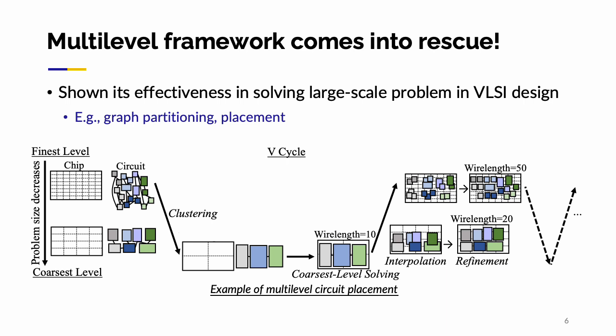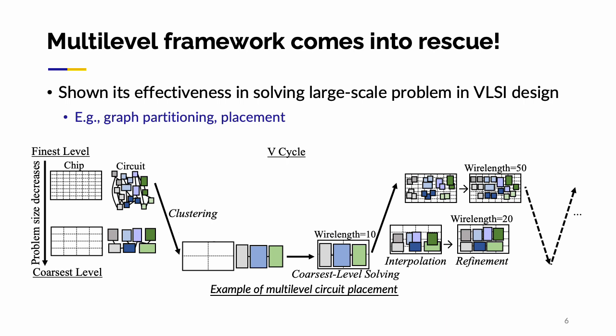Next, I'm going to show what a multi-level framework is. Here I'm using circuit placement as an example. Initially, we are at the finest level, which is the original problem size. We have a chip and a circuit. Our goal is to place the cells in the circuit onto the chip while minimizing the wire length. At the finest level, it's hard to directly solve the problem. Even the optimal tool will demonstrate performance degradation.